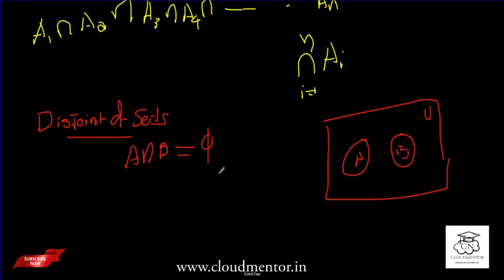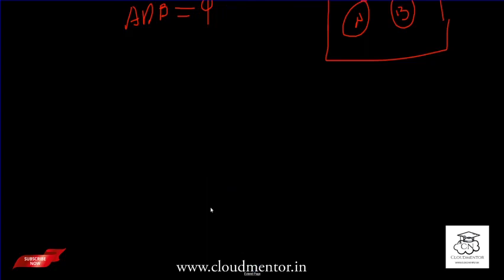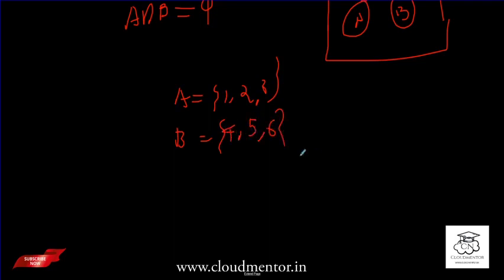Okay, for example, if A equal to the set {1, 2, 3}, and B equal to the set {4, 5, 6}, then the intersection of these two sets will be empty, and they are disjoint sets. That is, A intersection B will be equal to the null set. There are no common elements in A and B.